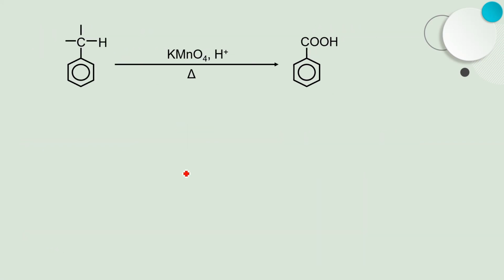Aromatic carboxylic acid can be formed from the oxidation of alkyl benzene, but for the oxidation reaction to occur in the alkyl benzene, the carbon bonded to the benzene ring must have at least one hydrogen attached to it. Only then can the oxidation process occur. If the carbon attached to the benzene ring has no hydrogen attached, then no oxidation process occurs.